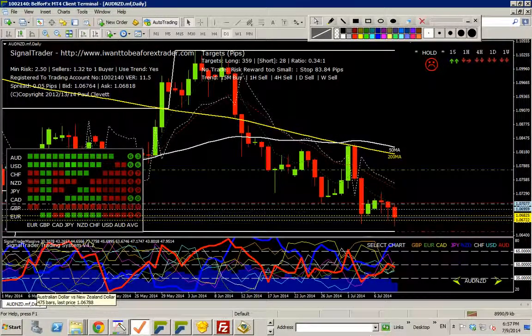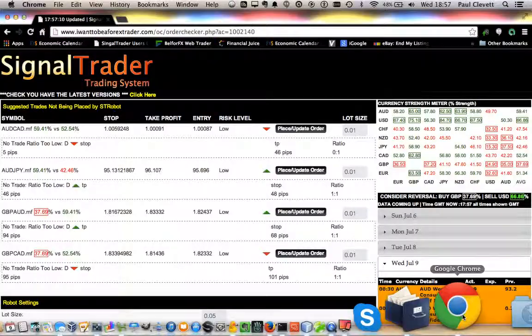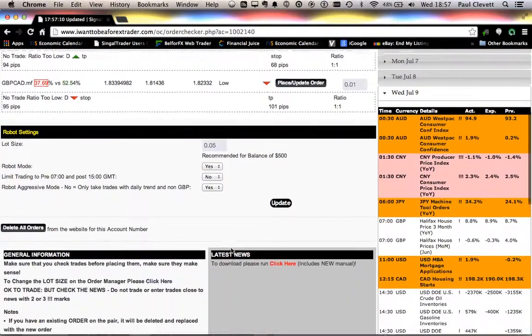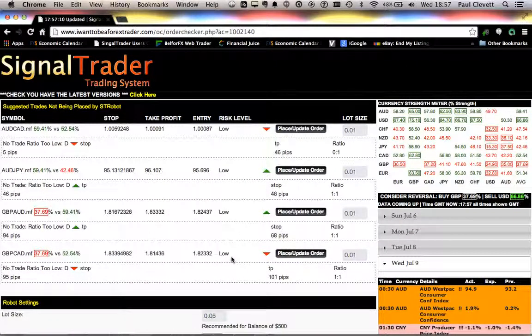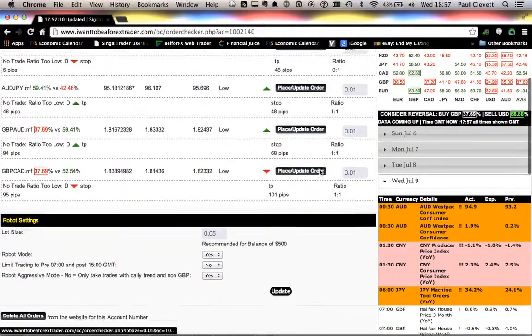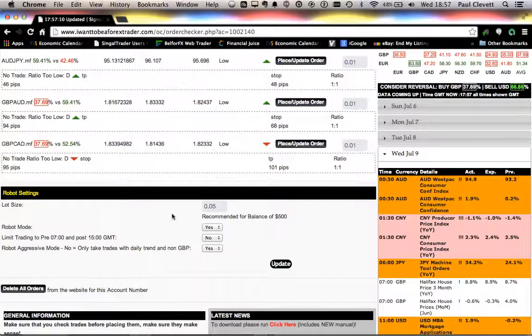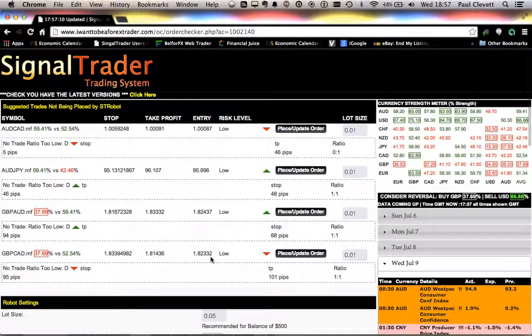Now what happens then is it gets sent off to an external server, and you've got web-based access where you can see the trades the robot didn't take. It had a good setup, but it didn't take it. So Aussie CAD, it says the risk ratio is too low. You can see that all across here. And you can see robot settings like the default lot size for this account. We've got a little tiny account. It's one of my test trading accounts, free accounts.